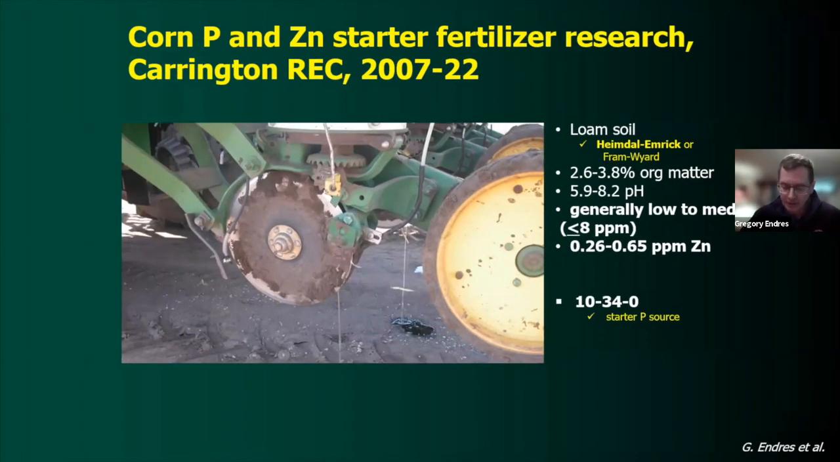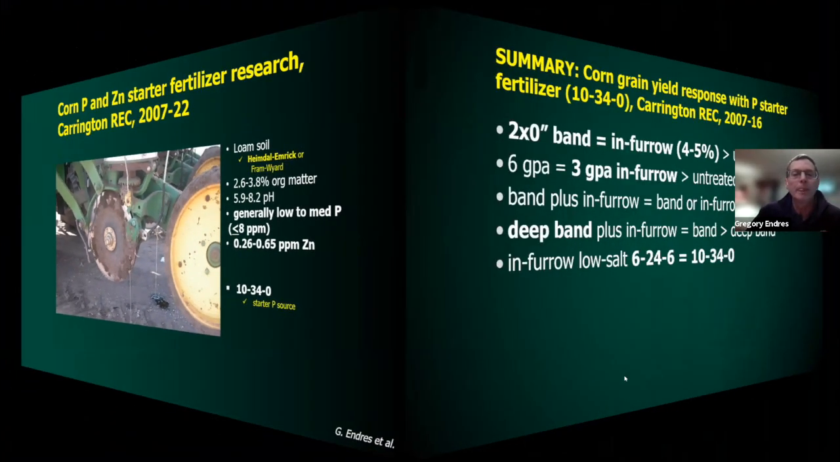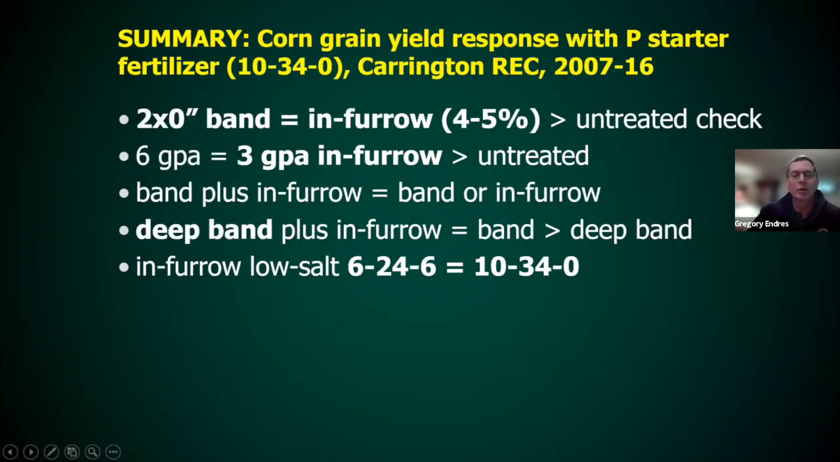And the last subject that I want to mention is a little bit of work that we're doing with starter fertilizer. We've been doing work with phosphorus and zinc on a well-drained soil, generally with soils that have a low P level as well as low zinc, and our primary source of fertilizer was 10-34-0. And so this is a summary of our work done essentially during the first decade.